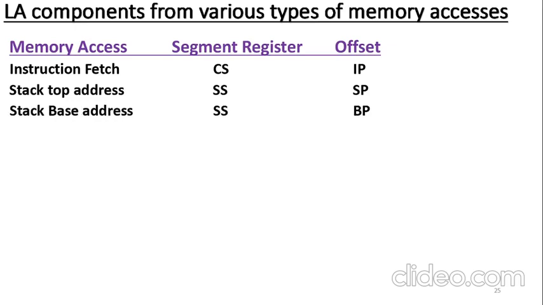Stack base address, segment register will be SS register, stack segment only, but the offset is now base pointer. So whenever any generalized data which we want to access from that stack segment, in that case, using base addressing mode, that stack segment and base pointer will be used for calculation of 20 bits of physical address.